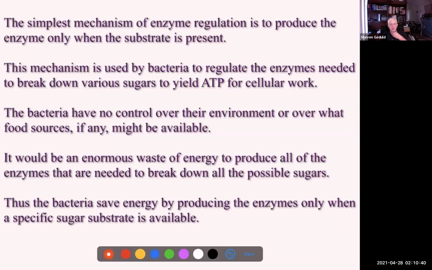So the bacteria save energy producing the enzymes only when a specific sugar substrate is available. When there's a specific sugar substrate in the environment, the bacteria goes, oh, that's the sugar that's here. We need to break that down for energy. I need to produce this particular enzyme that's going to be the complementary structure to the sugar substrate present. Okay.